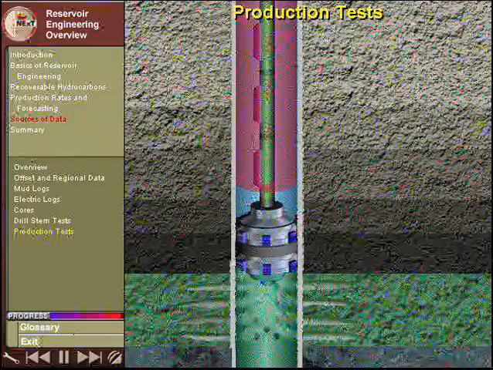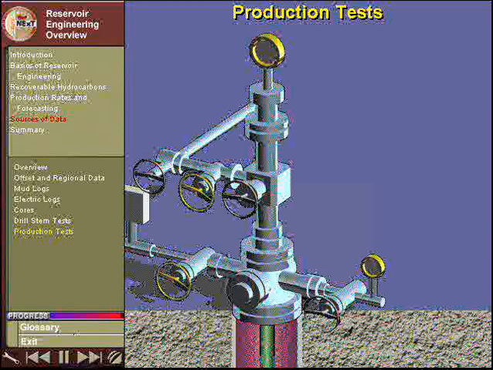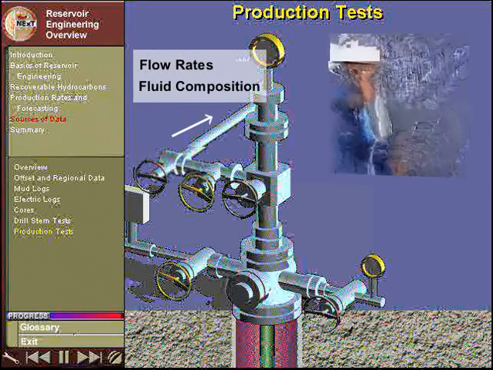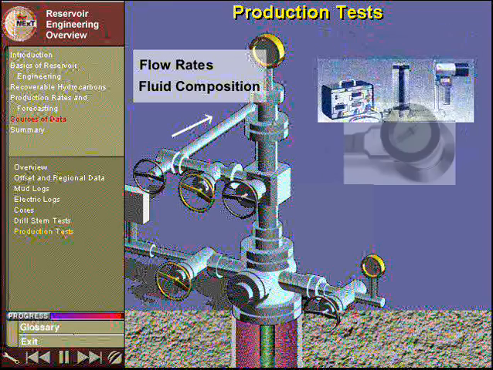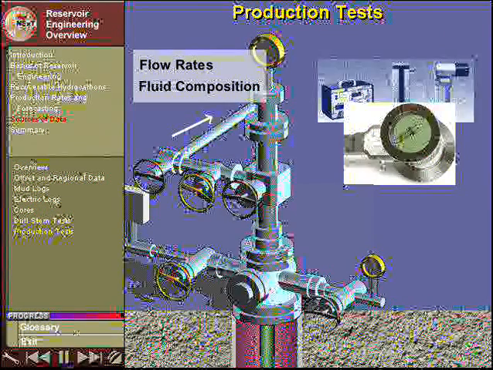Once casing has been run in the well, a zone can be tested by perforating across that zone. Perforating allows fluids in the reservoir to communicate with the inside of the cased hole. After the zone is perforated, the well can be tested by allowing formation fluids to flow up the tubing to the surface. Flow rates, fluid composition, and overall productivity can be assessed. Samples of produced fluids can be taken and sent to a lab for analysis.